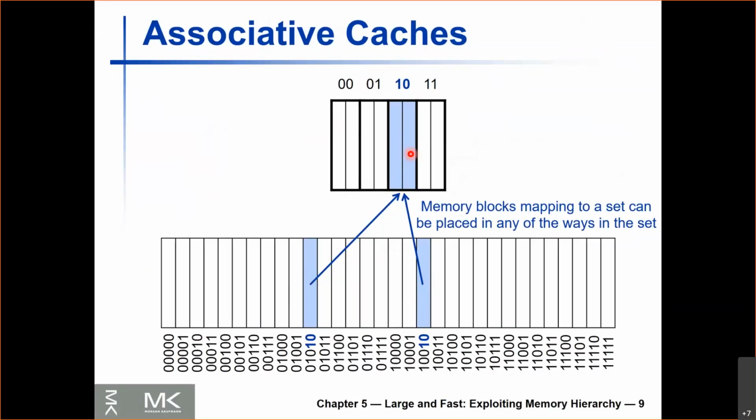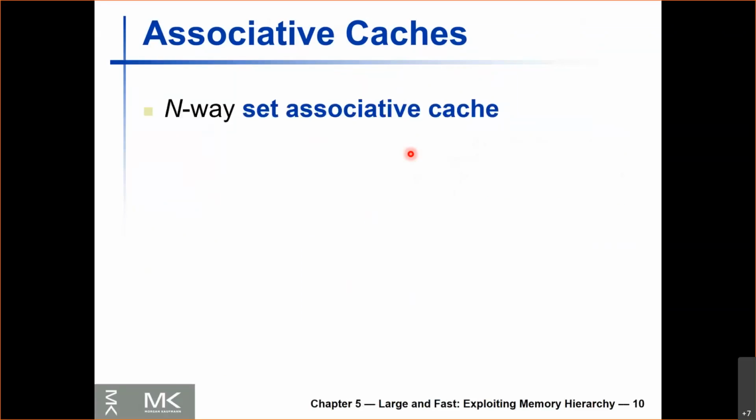Now, in general, we say that we have an n-way set associative cache when each set in the cache has n blocks. Okay, so we say we have an n-way set associative cache when each set in the cache contains n blocks.